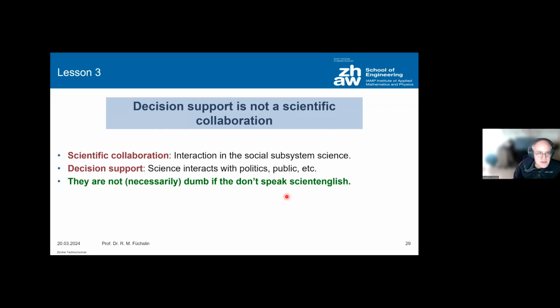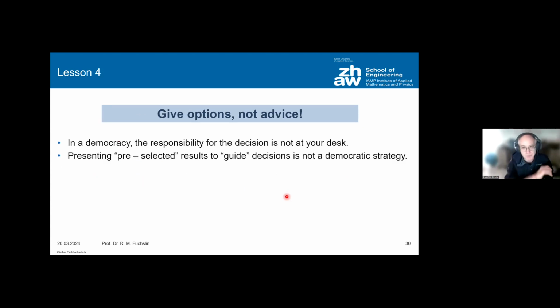Also important, decision support is not a scientific collaboration. We, as scientists, have to learn that if we communicate with the public, or let's say with different spheres of society, here I follow Luhmann's interpretation of different spheres in society, if the sphere of science communicates with the sphere of, let's say, politics, we have to be aware of the fact that these people are not dumb because they don't speak science English. We have to find a way of collaboration.